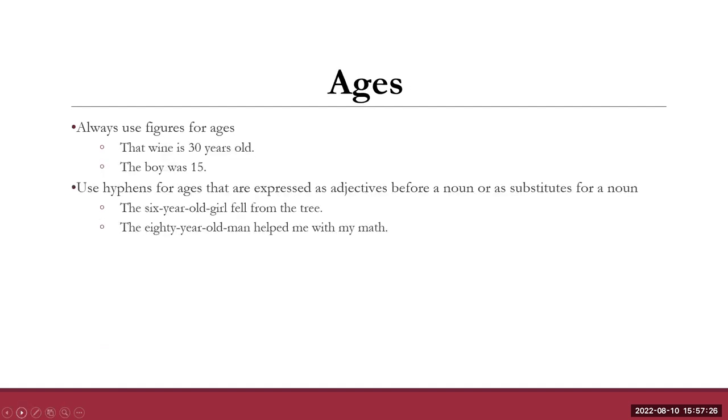Let's look at ages. You want to always, in AP style, use figures for ages. So, for example, we have: the wine is 30 years old, or the boy is 15. You use hyphens for ages that are expressed as adjectives before a noun or as substitutes for a noun. So let's look at an adjective. The 6-year-old girl. 6-year-old is an adjective describing the girl.